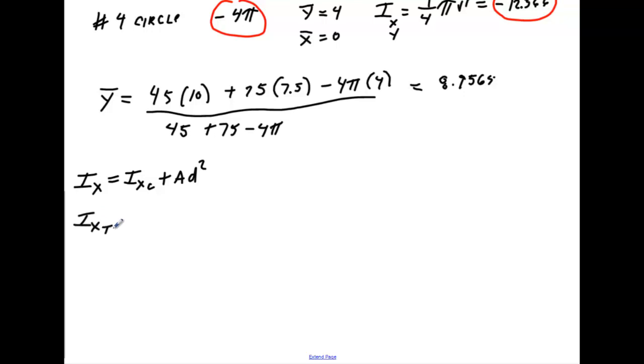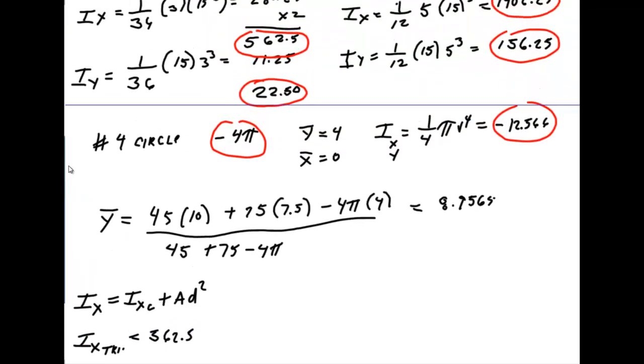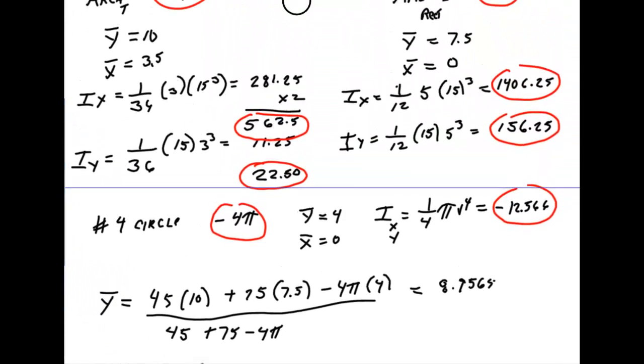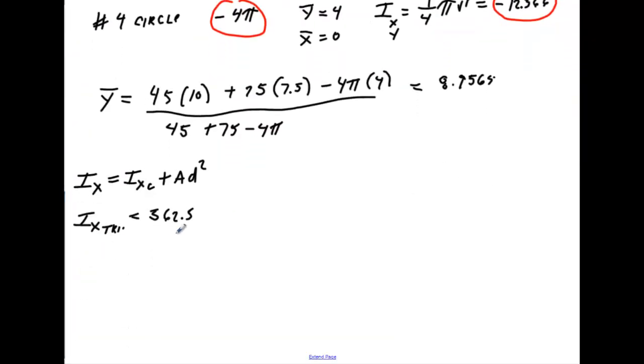Ix of the triangles is going to equal 562.5, which is the value we calculated right up here, 562.5 about its own centroid, plus the area, which we said was 45, and now the distance is going to be 10, because that's how far it was from the bottom, minus what we calculated, 8.9565. We square that. That gives us a value of 611.50.